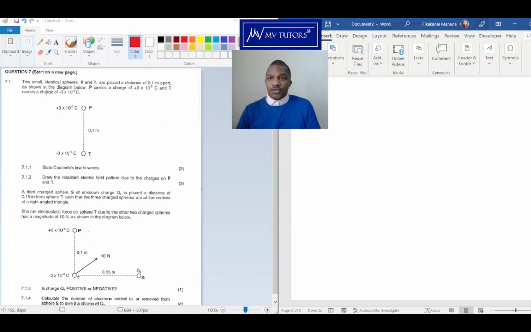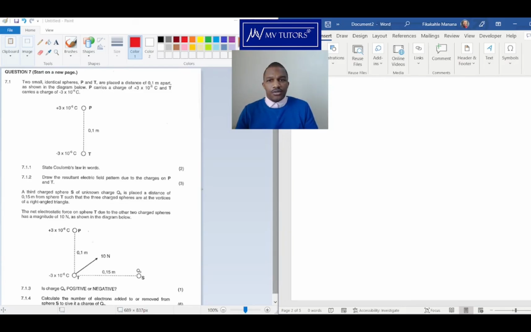It says, two small identical spheres P and T are placed a distance 0.1 meters apart, as shown in the diagram below. P carries a charge of positive 3 times 10 to the minus 6, this is just microcoulombs, and T carries a charge of negative 3 microcoulombs. I can see it there. This one is negative, that's positive. State Coulomb's law in words.